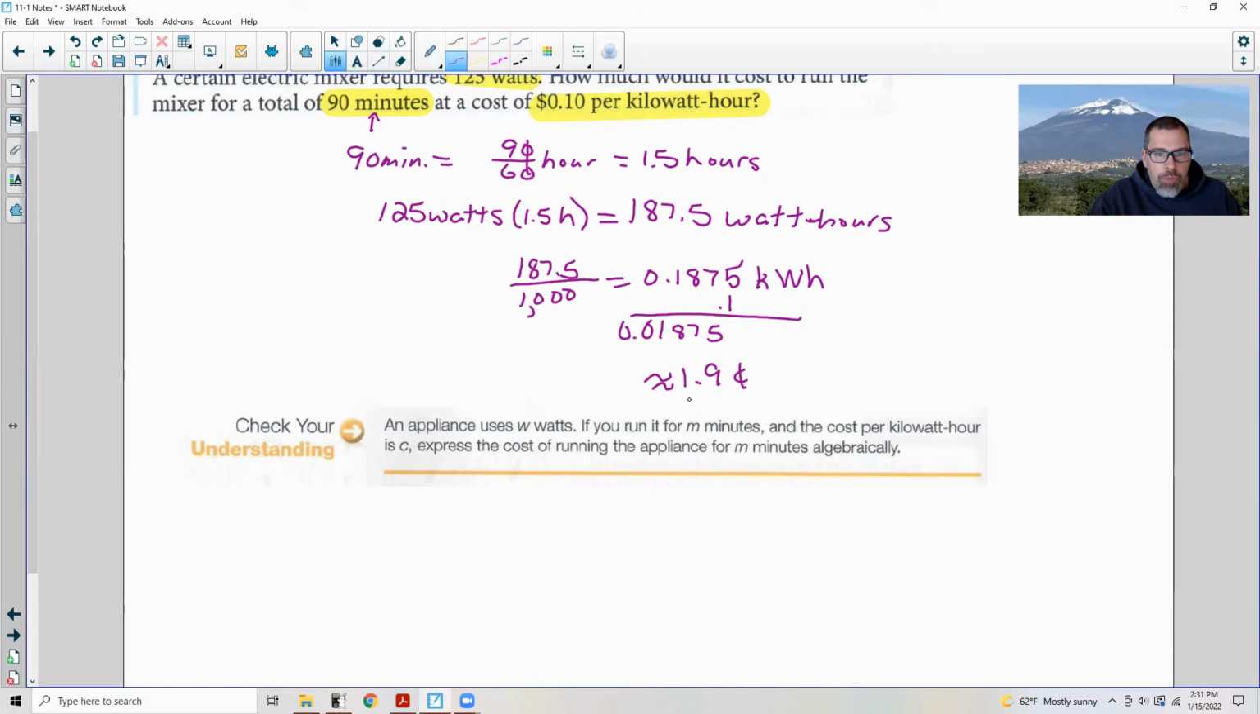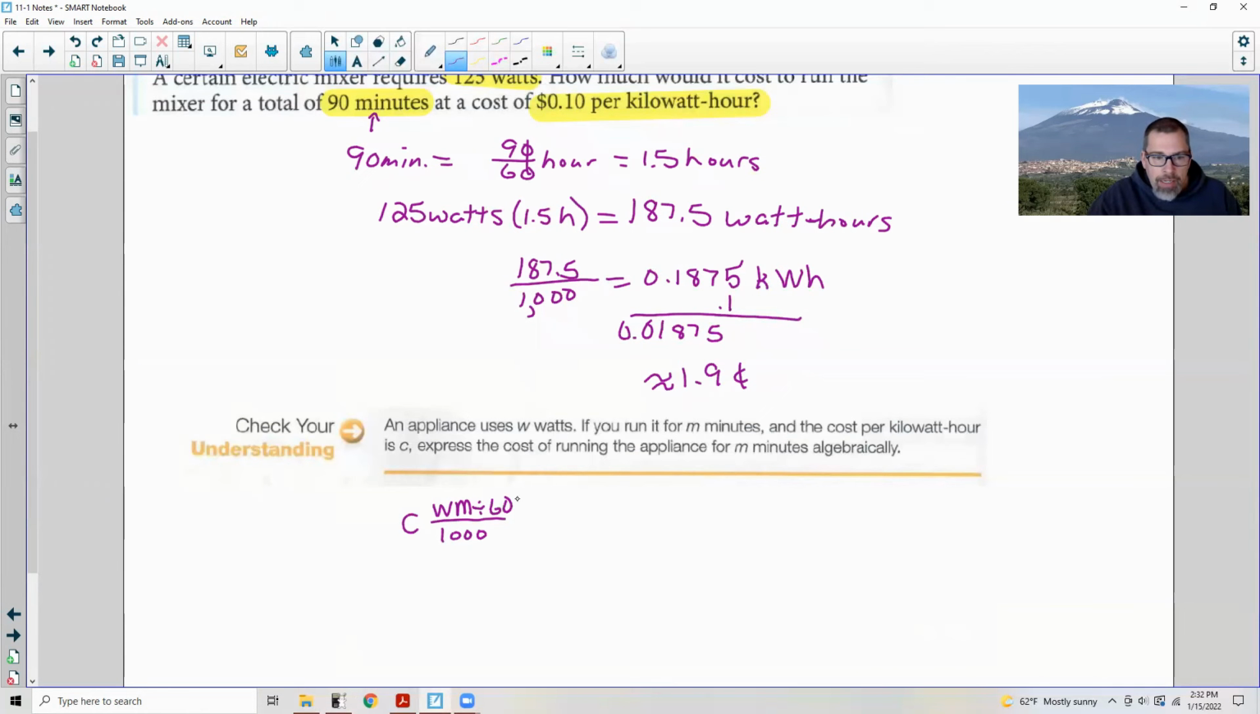Kilowatt hour, cost per kilowatt hour, we multiplied it at the end by that. So we're going to say C times, and if we put this all together, it is going to be divided by 1,000. I'm working backwards here. So this 10 cents being multiplied is my cost C. 1,000 gets us from kilowatt hours to watt hours. And how did we get watt hours? Watts times hours. So if you run it M minutes times watts, you take W times M, but then we had to divide that by 60 to get hours.